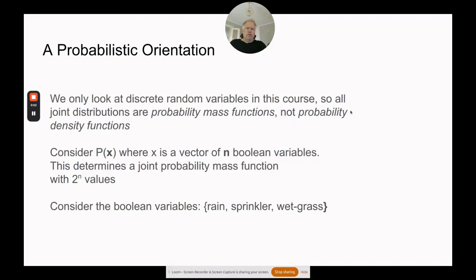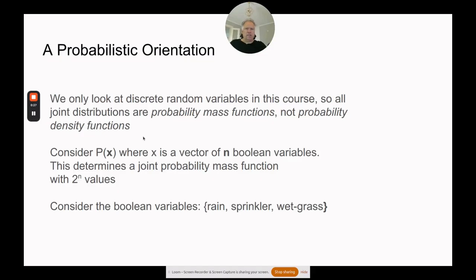I think it's useful for us to adopt a bit of a probabilistic orientation, especially when we're going to be looking at the unsupervised case. So in this course, we really are only dealing with discrete random variables. When we talk about joint distributions, probability distributions, we're talking about mass functions, probability mass functions, not density functions.